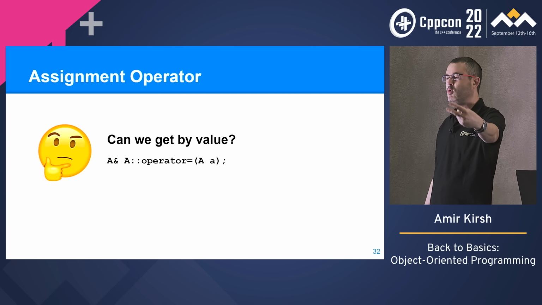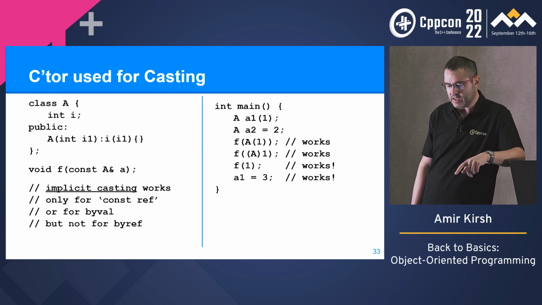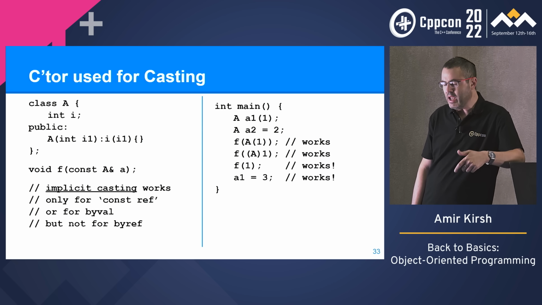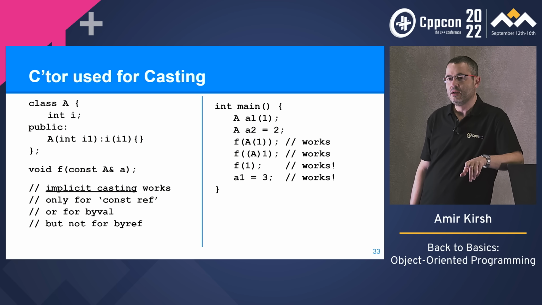A constructor can be used for casting. In this example, we have a constructor in class A, which gets an int. And then on the right side, you can see that when I call f, the line before the last, f with 1, even though there isn't any f that gets an int, f expects A, it would compile. Because the compiler says, oh, I can create A from an int, but it works only for const reference or value, not for an lvalue reference, which is not const.